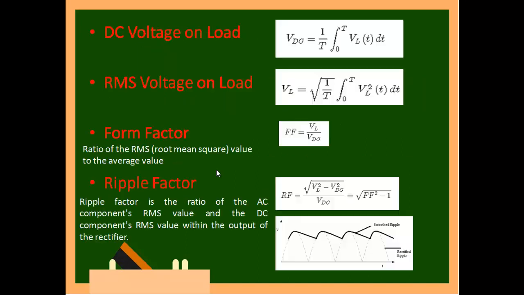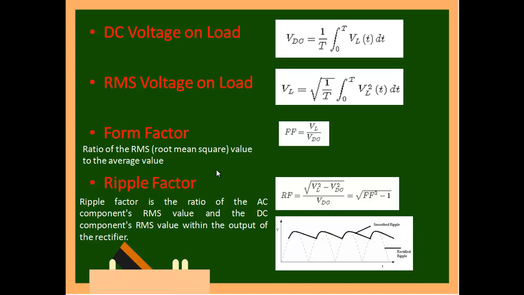Okay, so the first thing is DC voltage on load, we call it VDC. So VDC is equal to 1 by T integral 0 to T of VL of t dt. It is very easy to understand. VL is the load voltage over the period of T. The period T is 0 to 2 pi. So 1 by 2 pi integral 0 to 2 pi VL of t dt. Each and every value you try to calculate, then summarize. When you summarize, you will get the total. That is nothing but the DC voltage on the load.